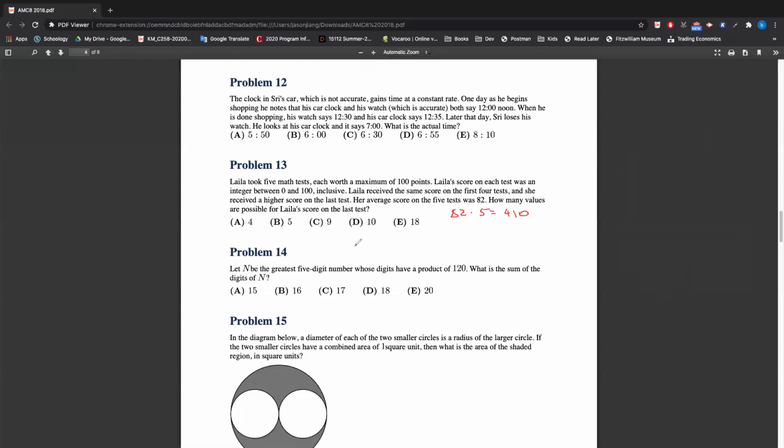Let's just start from the beginning. Let's say she gets 4 zeros. And we can see that this doesn't work because she can't get 410 in the last test, because that's over 100. So let's try something a little more reasonable, maybe 70. So 4 70s is 280. We're still a little off because that would leave the last test as 130. Okay, so we'll try 80.